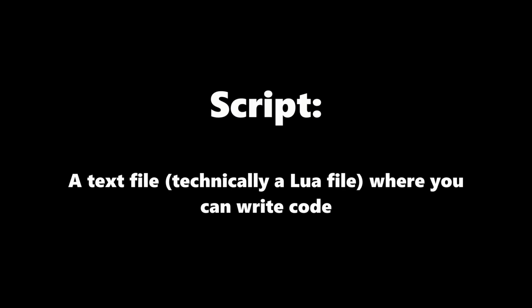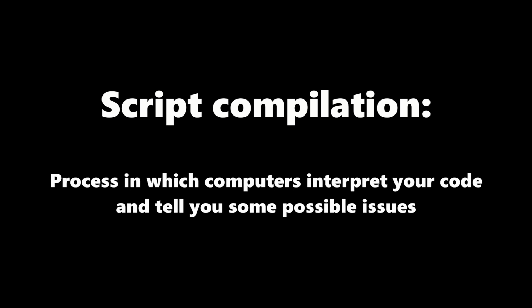A script is a text file where you can write code, which is then compiled when you play the game. Script compilation is a process necessary for computers to understand your code. This is when it can look for errors and warn you if something might not work. It's important to know that while it can check for errors, it can't always find bugs for you. Sometimes conditions change mid-runtime and cause problems, but I'll save conditional statements for another time.